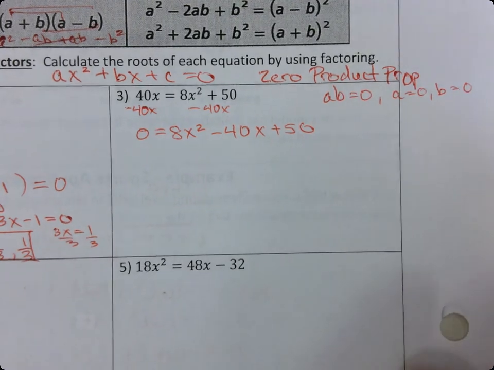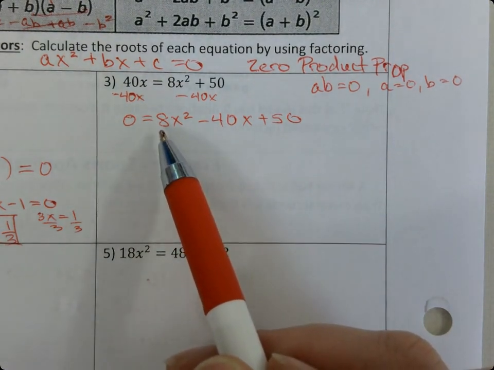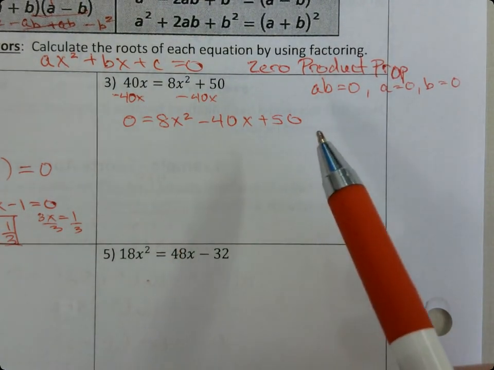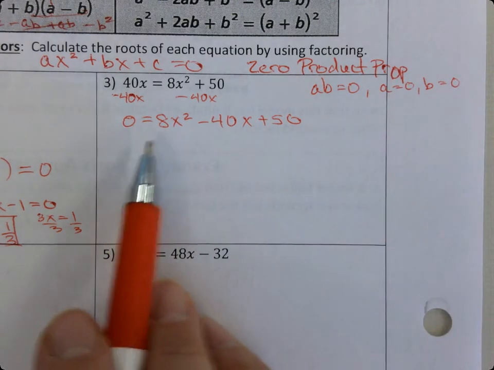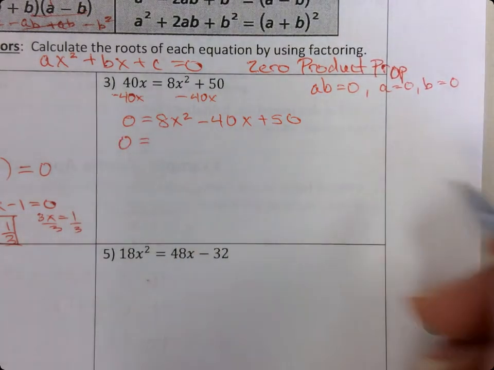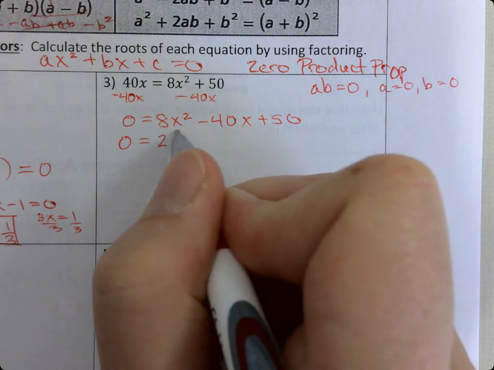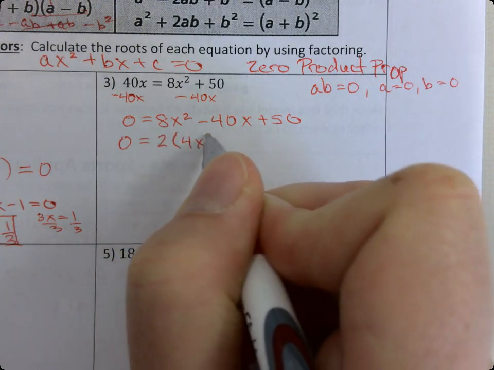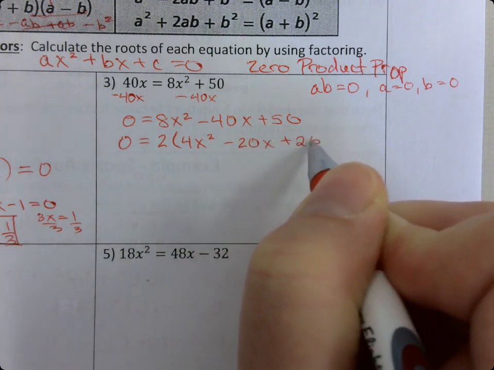Okay, this would take me a little extra work if I didn't do a GCF. If I don't do a GCF, 8 has a couple factors, 50 has a couple factors. So if there's a GCF, do it. I was trying 8, but it doesn't work with 50. So what's your GCF? Just 2? Yep, 4 doesn't work either. So 2, and I'm left with 4x squared minus 20x plus 25.